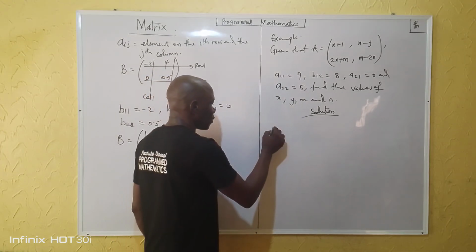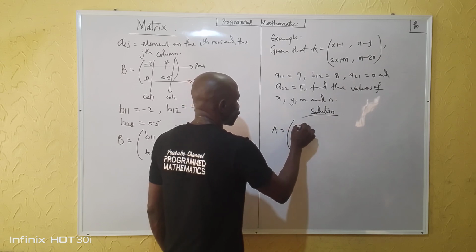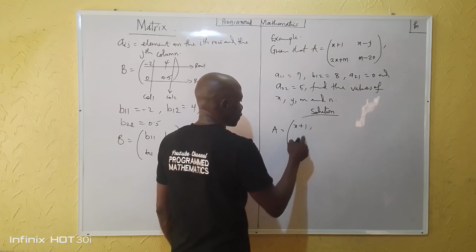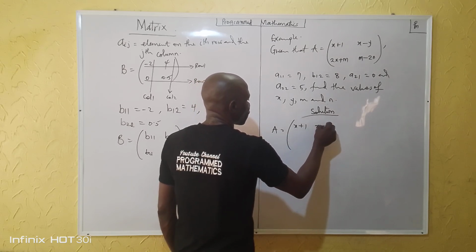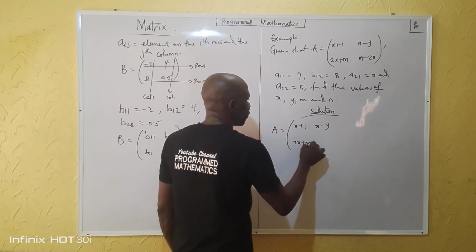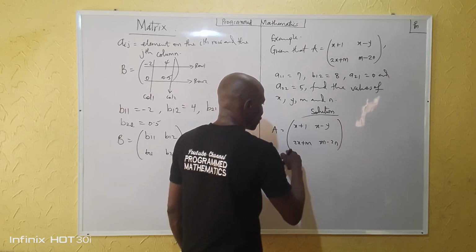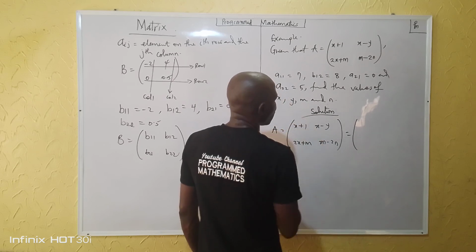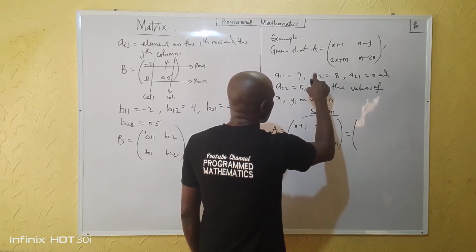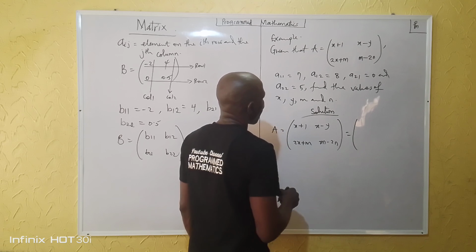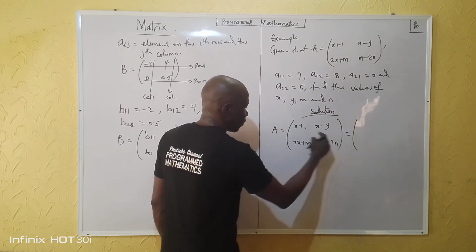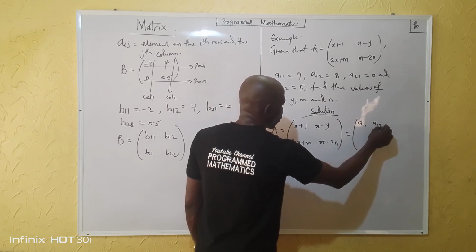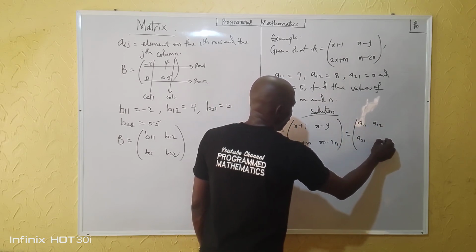So this is matrix A. We have x plus 1. Oh, sorry, there shouldn't be a comma here. There's no comma in the matrix. So x plus 1, x minus y, 2x plus m, m minus 2n. This is matrix A. Sorry, this should be A, no B there. This matrix here is the same as A11, A12, A21, A22.